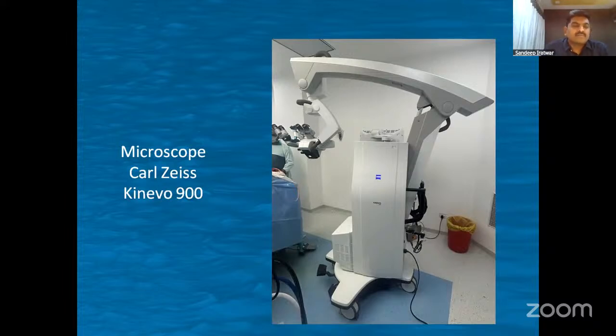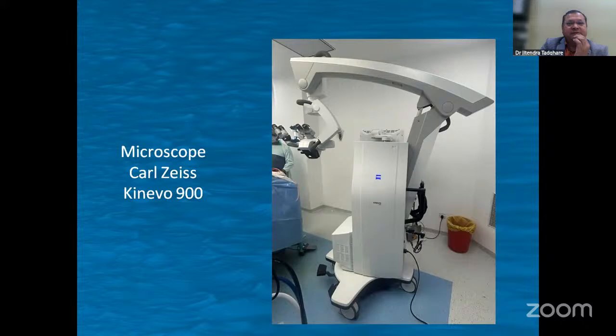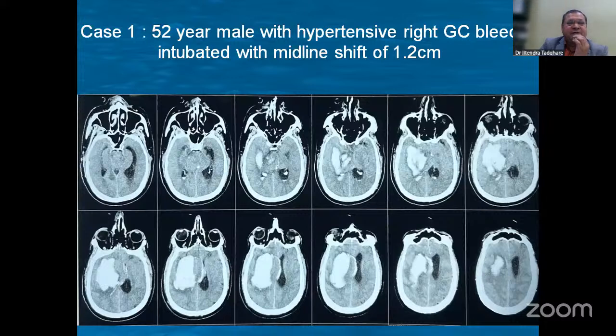So we use a microscope, Carl Zeiss Kinevo 900, for hemostasis of a bleeding point if we found one and are unable to control it using the endoscope. Then we use a microscope in between. So we will discuss one case: a 52-year-old male with hypertensive right GC bleed, intubated, with midline shift of 1.2 centimeter, presented to the emergency.